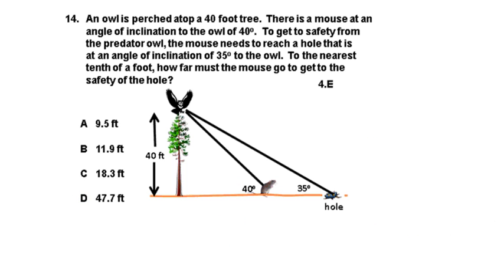Okay, next, problem 14. An owl is perched atop a 40-foot tree. There's a mouse at an angle of inclination to the owl of 40 degrees. And to get safety from the predator owl, the mouse needs to reach a hole at an angle of inclination of 35 degrees to the owl. To the nearest tenth foot, how far must the mouse go to get to the safety of the hole? So basically, we're looking at two triangles. We're looking at this one here, I'm sketching in blue, and this one, now that I'm going to be sketching in red.